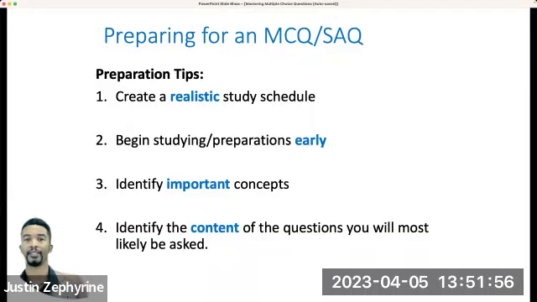The next thing is start early. The best preparation is early preparation, all right? You want to make sure that you give yourself enough time to prepare, as opposed to little time to cram everything and then you go blank in the exam.